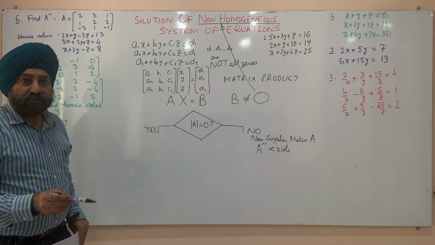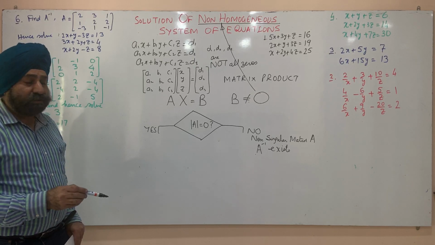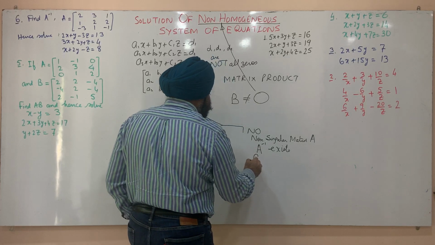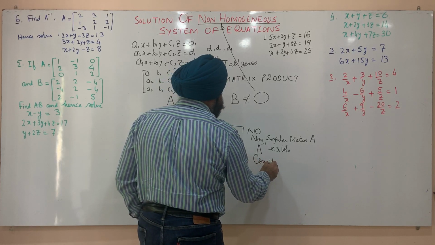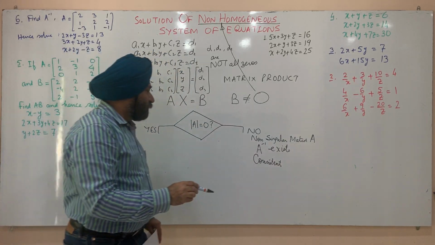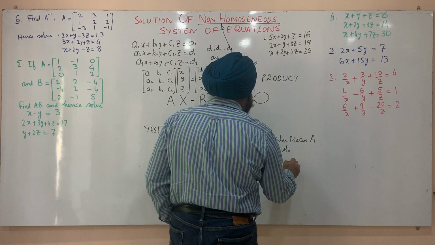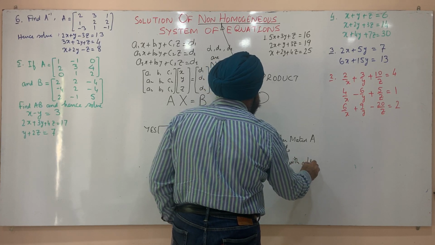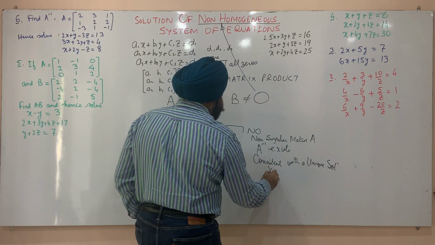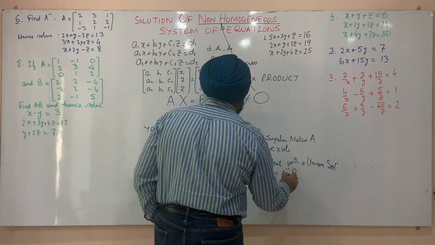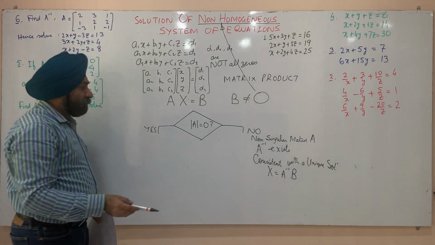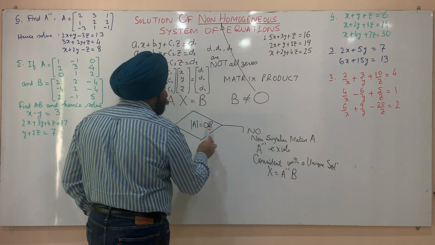Whenever a system of equations has a solution, we say it's consistent. So we say this is a consistent system of equations. That is, it has a solution which is unique, given by X = A inverse B. But this is possible only when determinant of A is not equal to 0.